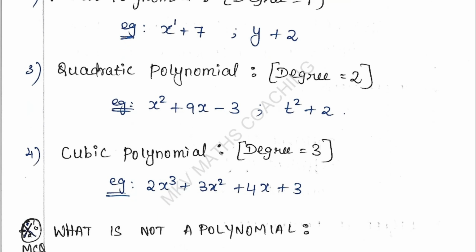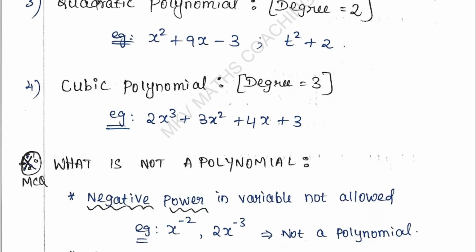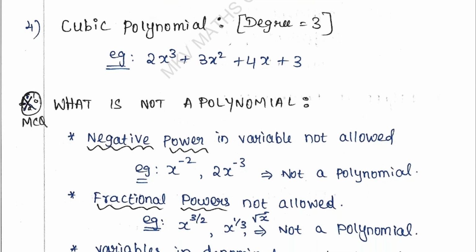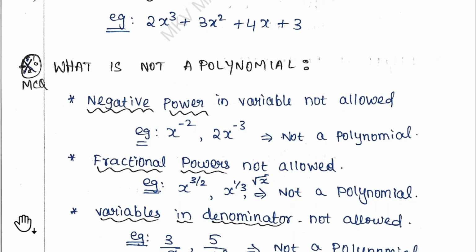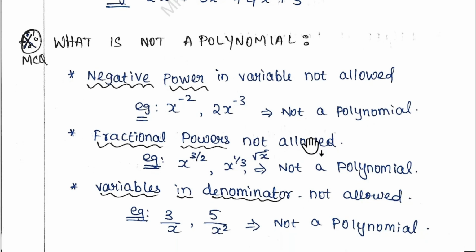So next, very important for MCQ. Now let's learn the 3 golden rules. If any one rule is broken, it is not a polynomial. Okay. So if any one rule out of these 3 golden rules is broken, then we can say it is not a polynomial. Suppose any equation has a variable with a negative power. The variable's power should not be negative. If the variable's power is negative, then we say it is not a polynomial. This is very important for MCQs. Just make a note of it, students.